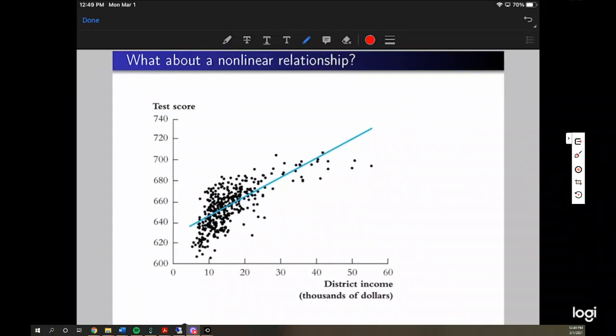So the example we will use is test scores and district income. District income is on the x-axis and test scores on the y-axis. So they're presenting this as a non-linear relationship. And they're giving you the blue line, which would be the regression line that's fit to this data, even though the data looks like it has some curvature to it. Maybe a better regression line would do something like that. And so we're going to try different functions to get at this nonlinear relationship.